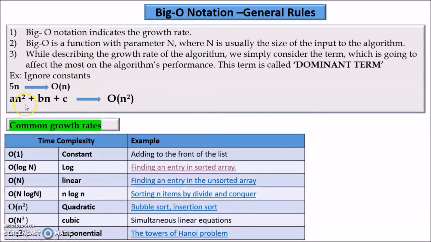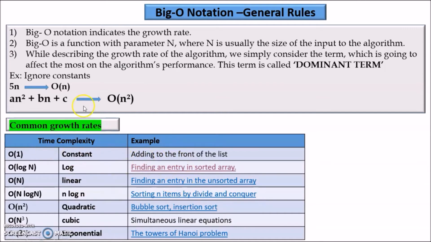Second example, let's take this equation, a n square plus b n plus c. Considering a, b, c are constants, I'm going to eliminate them. They play a very little role, okay? Among n square, n and c of 1, which is more dominant? N square. So always it goes with the dominant term. The dominant term affects the most of the algorithm's performance. Clear? Now we will see the various time complexities and their examples in detail.